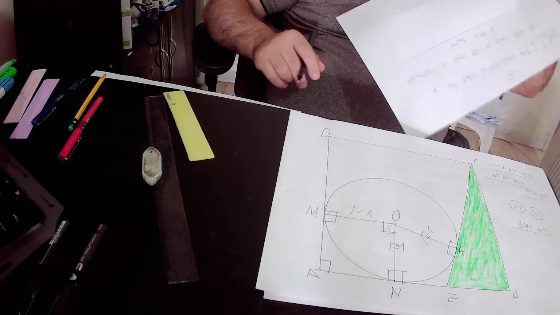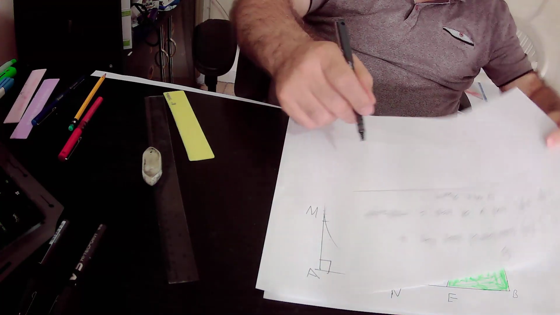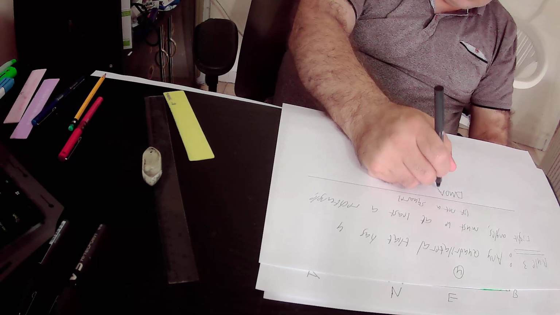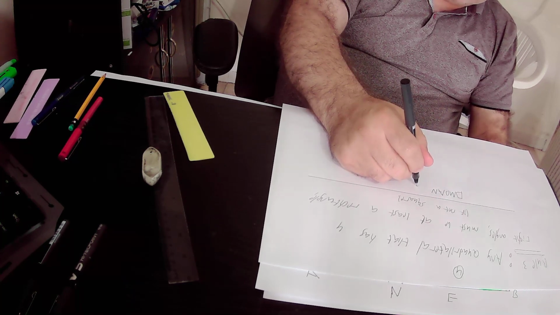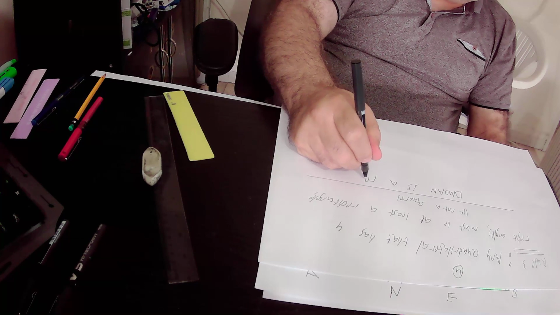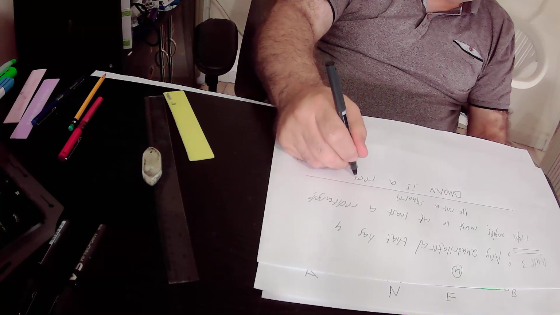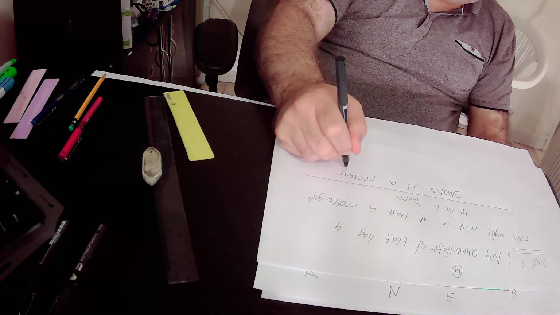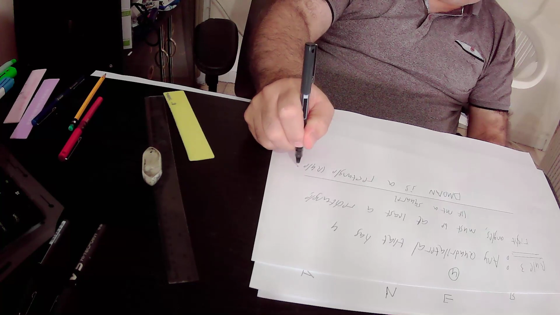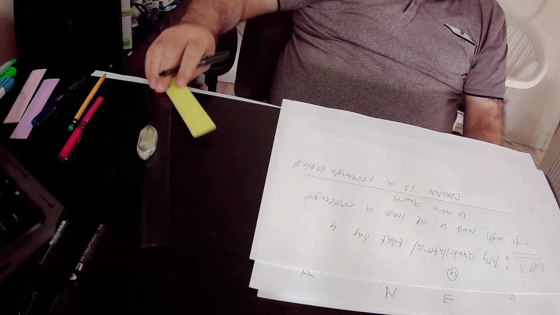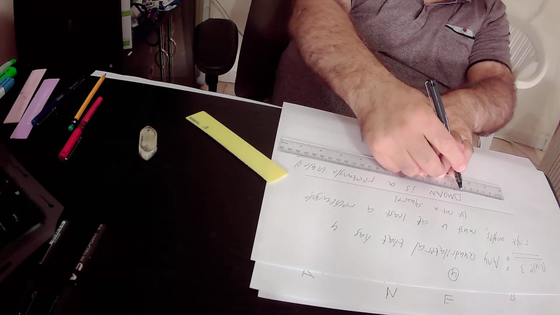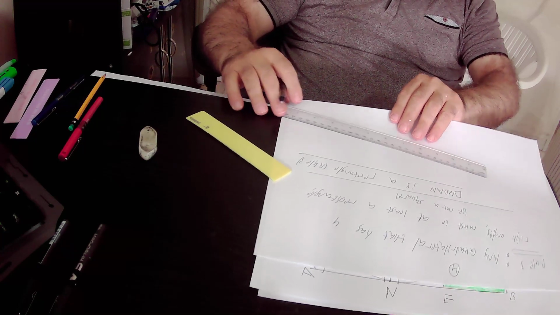So we can write down that our quadrilateral MOAN is a rectangle. Quadrilateral MOAN is a rectangle according to rule number 3, because it has 4 right angles.